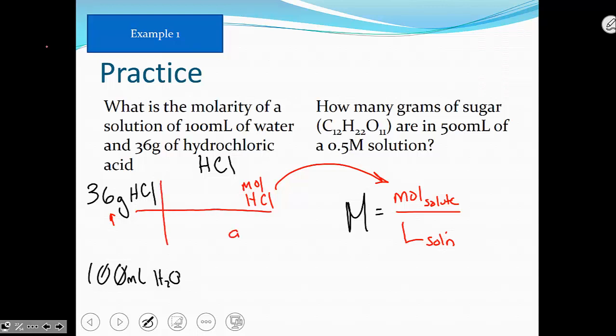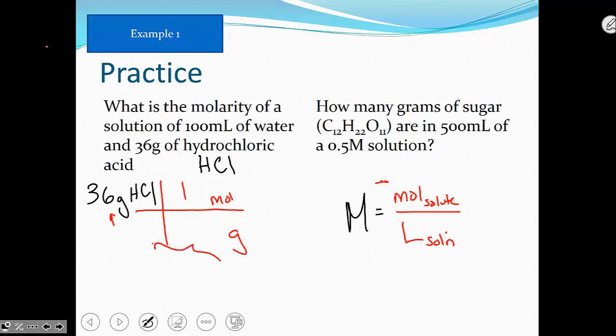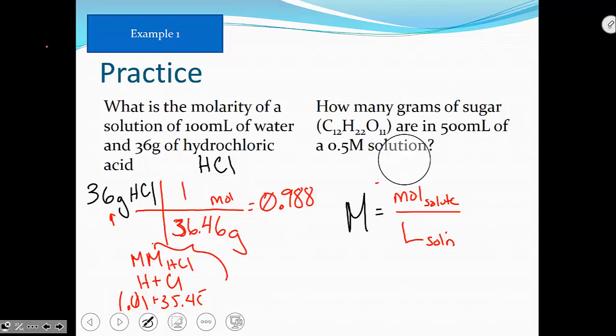If I have grams, I want to get rid of grams and end up with moles of hydrochloric acid. We use the molar mass, the number of grams in 1 mole. So the molar mass of hydrochloric acid will go here, which is 1 hydrogen and 1 chlorine. So that's 1.01 plus 35.45, that's 36.46. Giving us approximately 1 mole of solute.